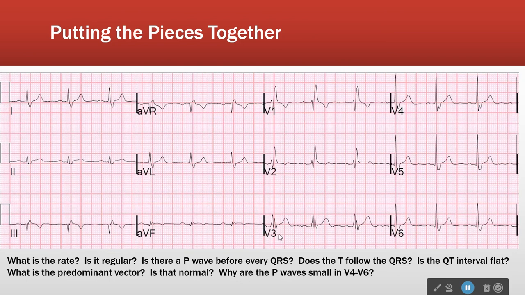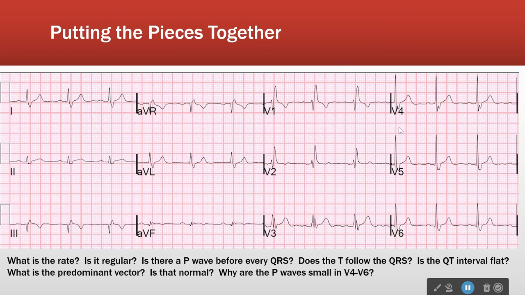Now V1, 2, 3, 4, 5, and 6, these are the precordial leads. At the front we have great big spikes, V1, V2, V3. As we start to move around the side, we get larger peaks because now we're moving into the area of the electrical vector. All that electrical energy is literally headed right towards V4. So in V4, we get this big old peak.